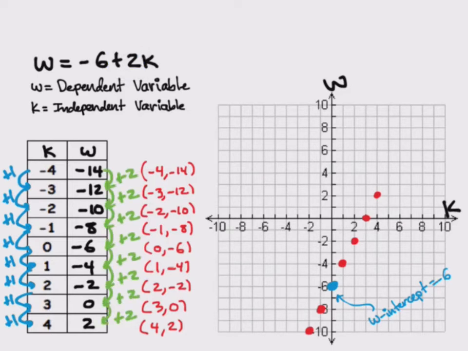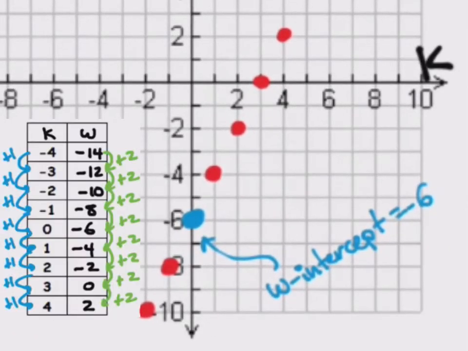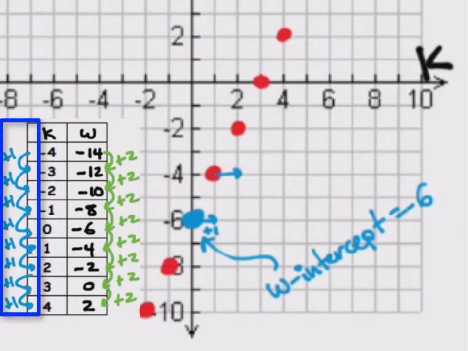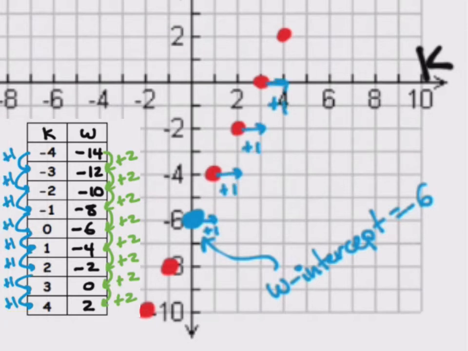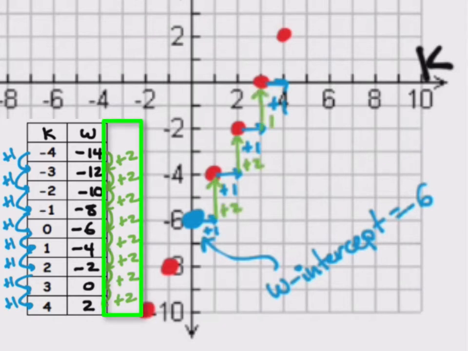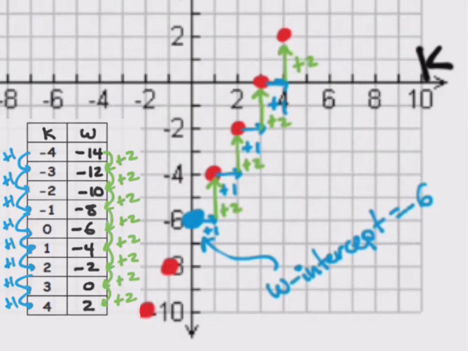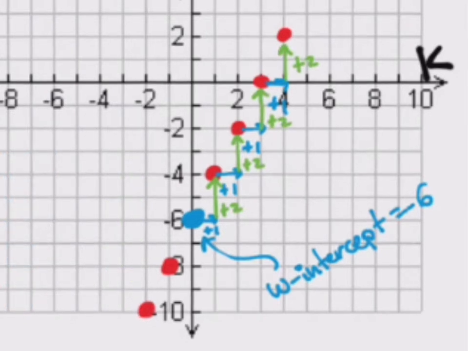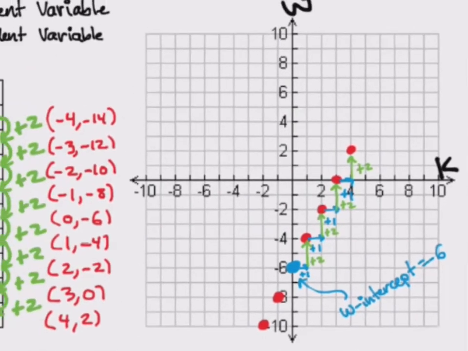So, looking at the graph and starting at the w-intercept, every time the k value goes up by 1, that is, every time we move 1 unit to the right on our graph, it's no surprise that our w value goes up by 2. That is, move up by 2 units on our graph. And once we find that pattern, we can extrapolate in both directions.